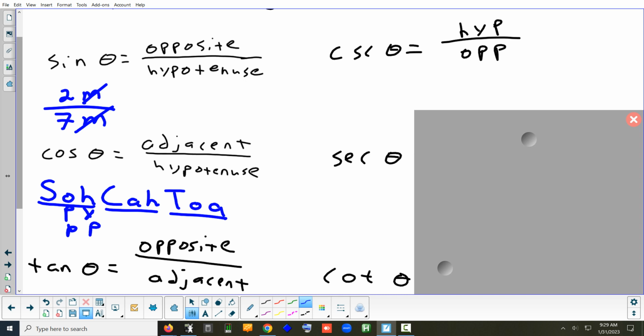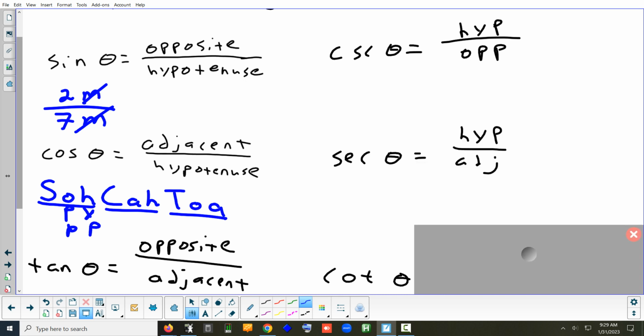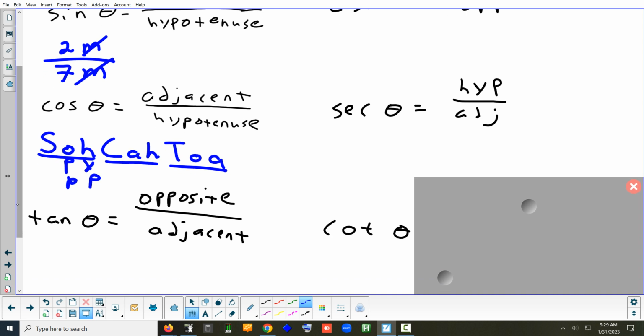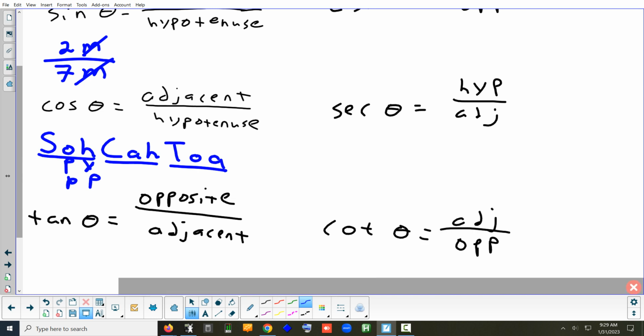What about the formula for secant? Yeah, Caleb. Hypotenuse over adjacent. That's going to be hypotenuse over adjacent. And what about the formula for cotangent? Yeah. Adjacent over opposite. Say it one more time. Adjacent over opposite. Yep, adjacent over opposite. Good.